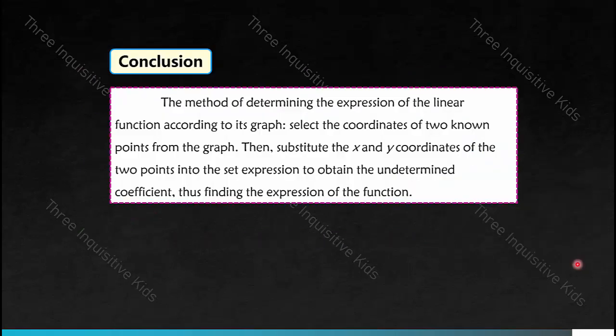So here's our conclusion. The method of determining the expression of the linear function according to its graph is first select the two known points from the graph. Then we can substitute the x and y coordinates of these 2 points into the set expression y is equal to kx plus b to obtain the undetermined coefficients, which are k and b, thus finding the expression of the function.